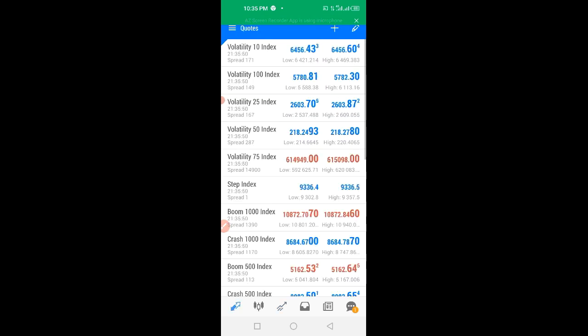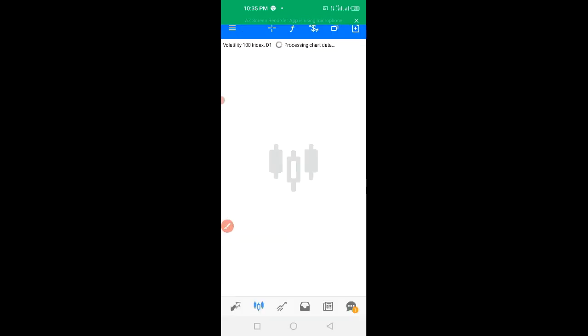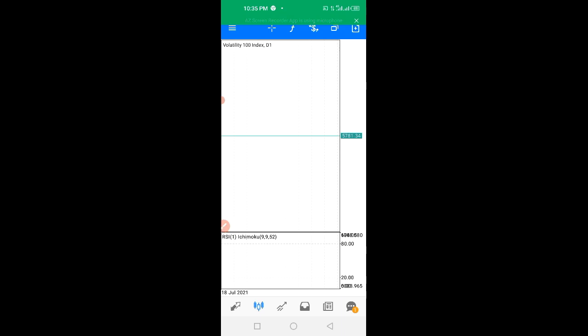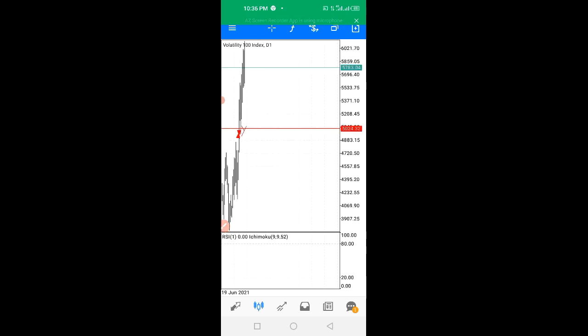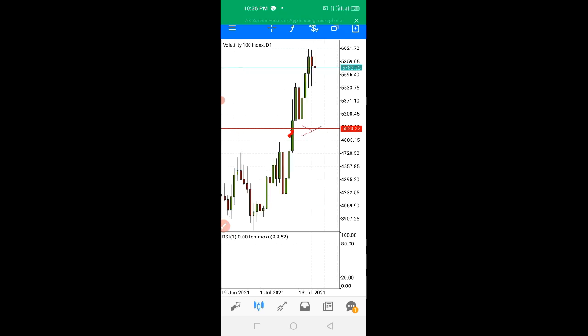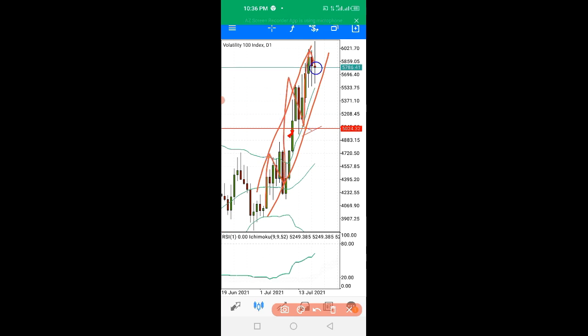Now let's check for another volatility, this Volatility 100 Index. Let's click on charts. Remember, we are on the daily chart. Now, on the daily chart, we are seeing that the market has been trending upward for days, actually weeks, because each candle represents one day. So now, if you check, you see that the market is doing something like this.